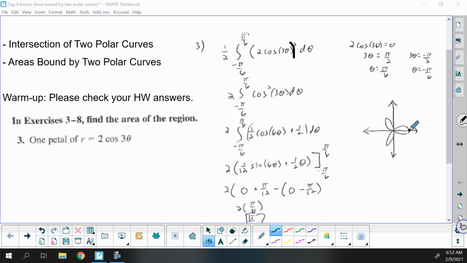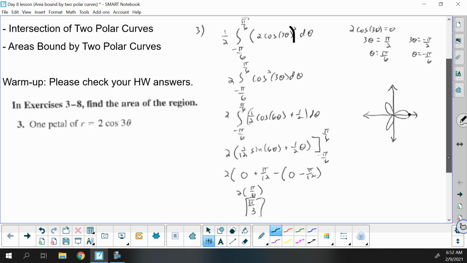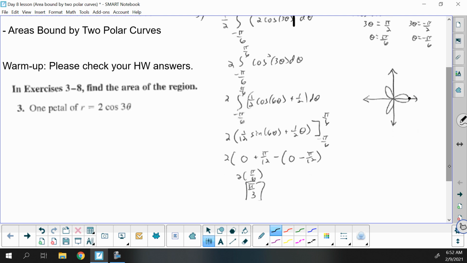So that's why we want to do one positive, one negative on either side of it to get the full petal. So that's why we know we have negative pi over 6 to pi over 6. Square everything, do your power reduction, sub in, you get pi over 3.